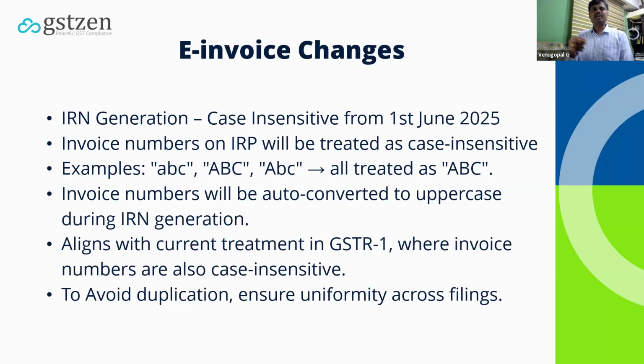You can file an e-invoice using a GSP, like using GSTZen GSP credentials. It may go to IRP1, IRP2, IRP3. Since they do a deduplication check, they made the IRN case insensitive. That means ABC small, ABC capital, A capital BC small, all will be treated as ABC. This is one change that happened.